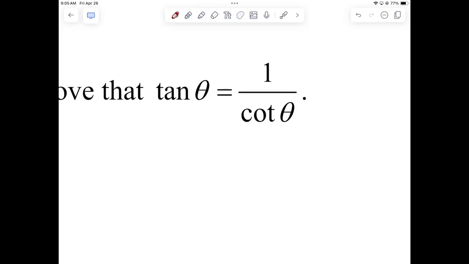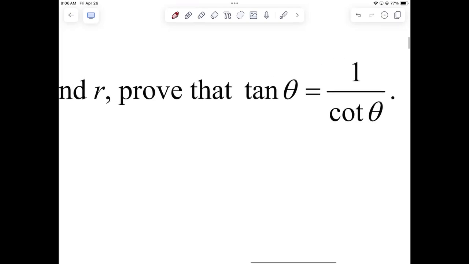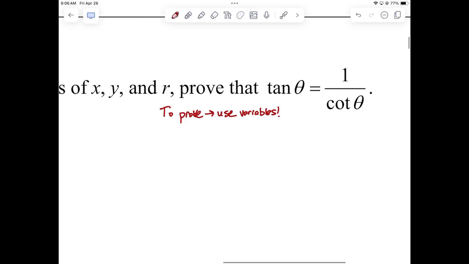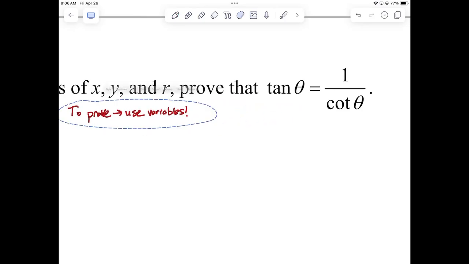That's called verification in math. Here's the thing in math though, you can't verify something and call it a proof. In other words, if I plugged in an angle from the unit circle here, and I got a true statement on the left and a true statement on the right, that's not a proof. That's just called verifying it for that number. To prove something, you have to use variables. That's the first thing. To prove, you must use variables, not numbers. Because you got to show that it's true for all values.